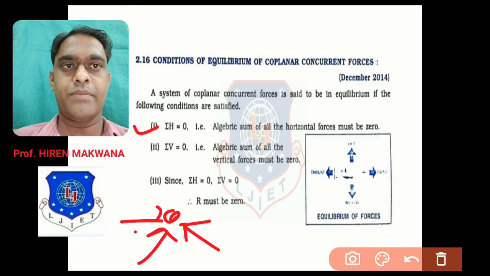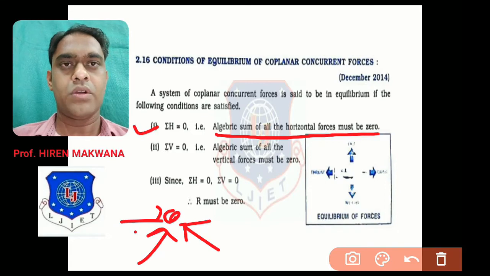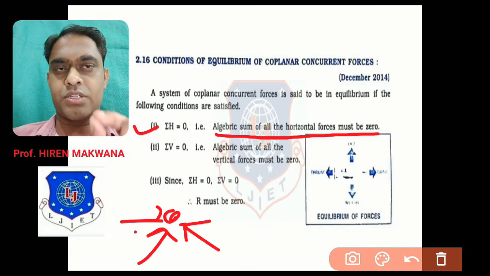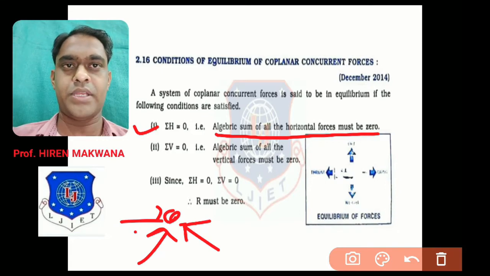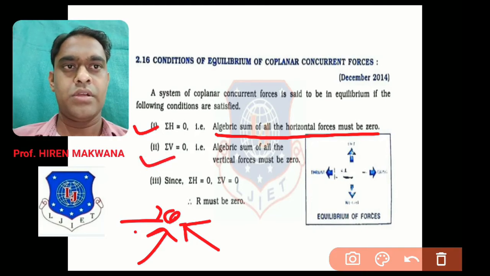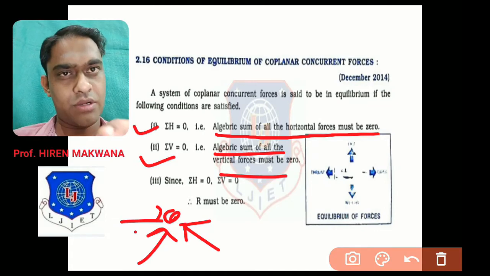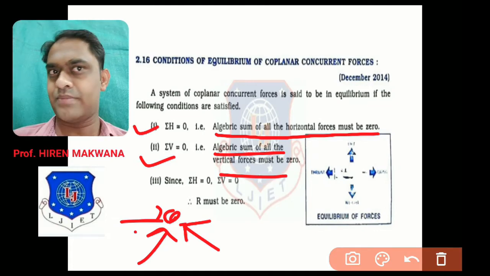Okay, so what is the condition of equilibrium? First one is sigma h should be 0, means algebraic sum of horizontal forces must be 0. Okay, horizontal forces, horizontal components, cosine components must be 0. Addition of vertical forces is also 0, means algebraic sum of all the vertical forces must be 0, means addition of all sine components must be 0.